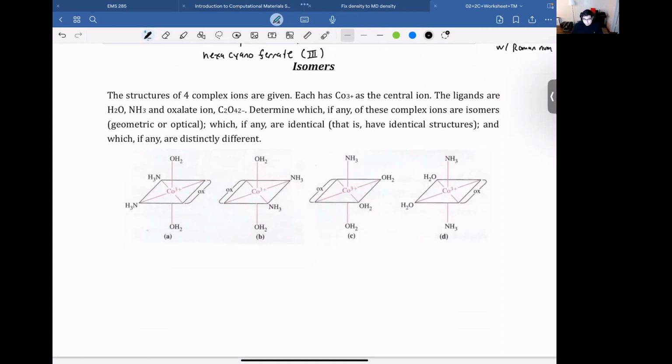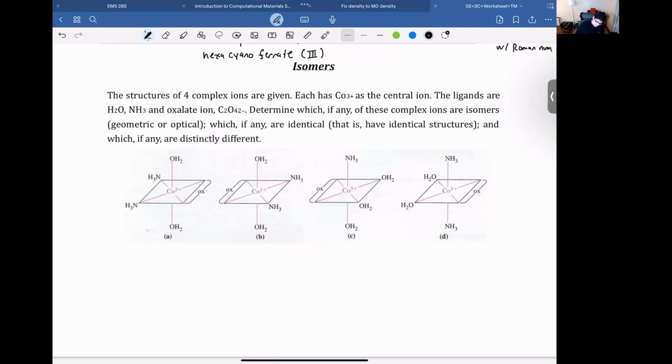Each has cobalt as the central ion. The ligands are aqua, amine, oxalate, and oxalate. Question: which, if any, complex ions are isomers, geometric or optical, which, if any, are identical, that is, have identical structures, and which, if any, are distinctively different. All right, so we have to go over a few terms here really quick.